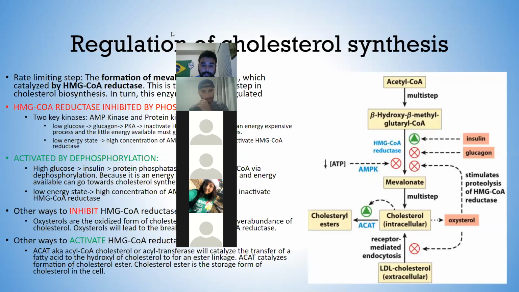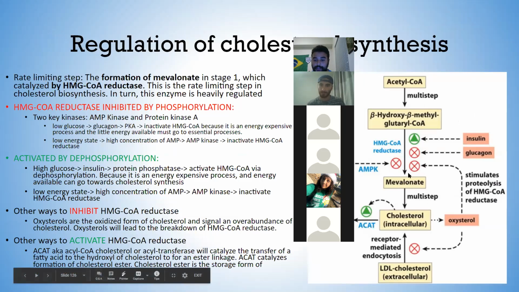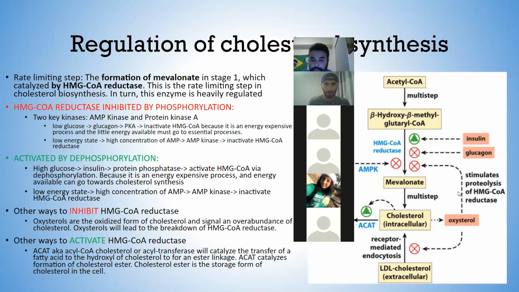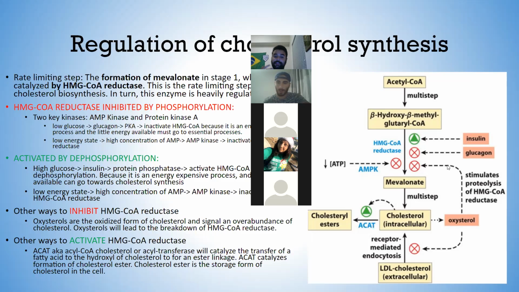When we look at regulation of cholesterol, it's a lot, right? But as I just talked about, HMG-CoA reductase is the most important enzymatic step in the cholesterol synthesis pathway. HMG-CoA reductase is how we convert HMG-CoA into our mevalonate intermediate. HMG-CoA reductase is inhibited by phosphorylation. There are two key kinases that affect it: AMP kinase, designated as AMPK in the graph here, and protein kinase A, which is activated by glucagon. Glucagon activates through our GPCR, which eventually activates PKA, which would then phosphorylate HMG-CoA reductase.